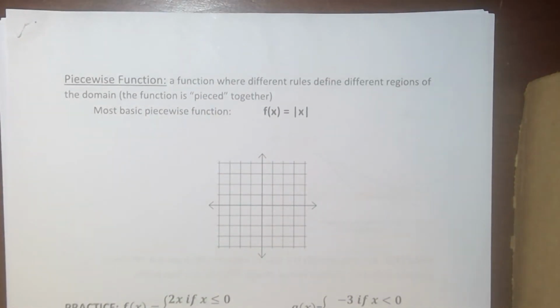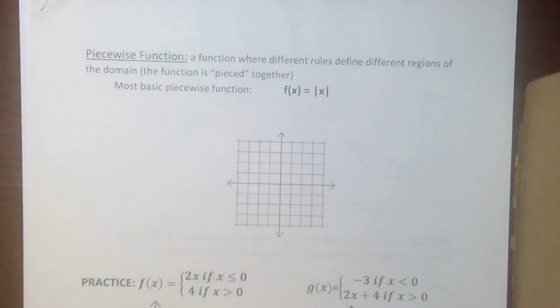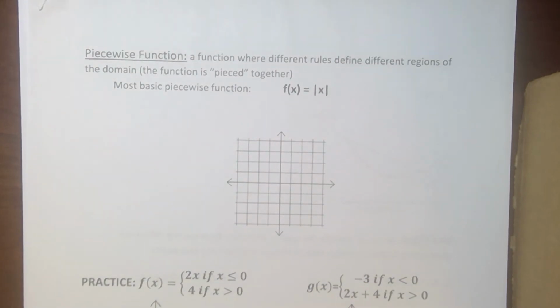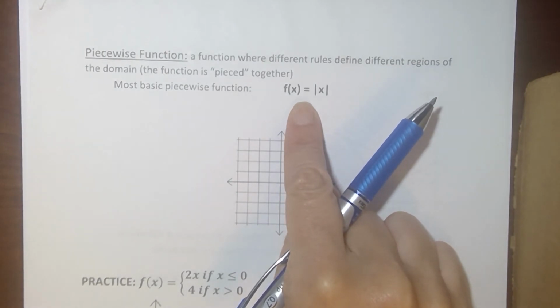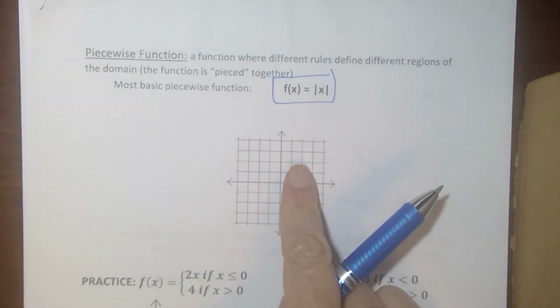On this next page, we move on to piecewise functions, piecewise defined functions. Piecewise functions are functions where there are different rules that define different regions of the domain, so that it looks like the function is pieced together. We have different rules for different pieces of the function. My most basic piecewise function is my absolute value function, f of x equals absolute value of x. So we're going to think about this in terms of graphing the function. Hopefully some of you go, oh yeah, I know what that looks like. The absolute value function, the shape is a V. And this is my parent absolute value function. So we know what to expect from our graph.